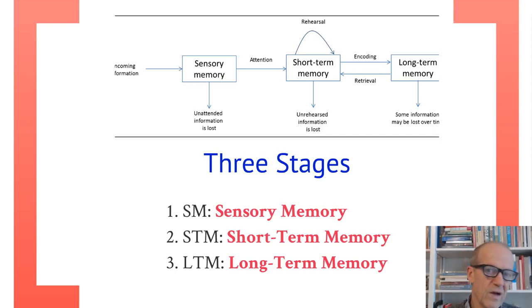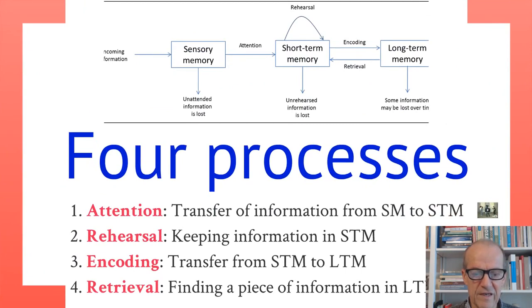There are all kinds of refinements and elaborations on this model, but let's keep it a bit simple and just keep it like that. But now we will go into the processes in a little bit more detail. Attention, rehearsal, encoding, and retrieval. Attention is the process which transfers information from short-term memory to long-term memory.